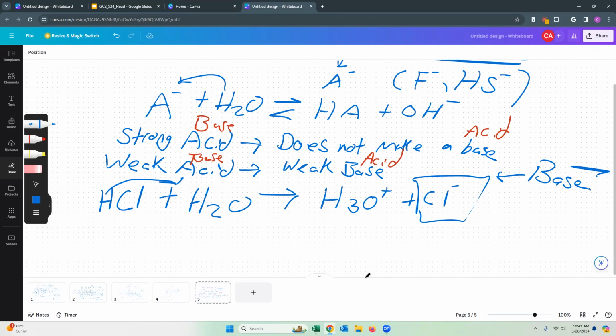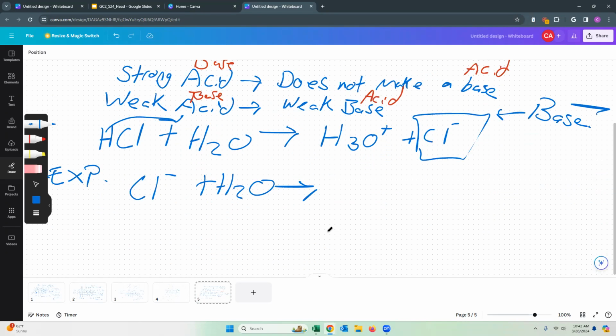So let's do this experiment. Let's say that Cl minus was a base. This is just an experiment. So let's say Cl minus interacts with H2O. And so if this is a base, I'm going to take the hydrogen from you and make HCl plus OH minus. However, look what we created.